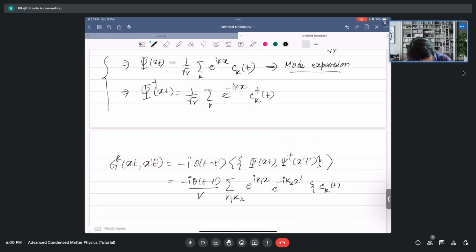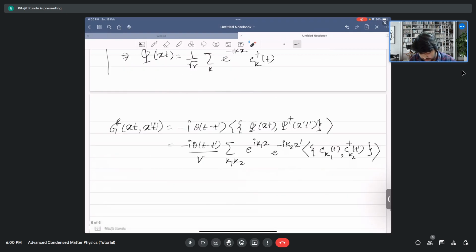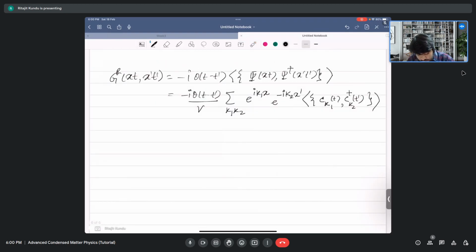c_{k1}(t) and c_{k2}(t') dagger. So I've just taken these two mode expansions and plugged them in here. That's what I've done. Now you can probably simplify this thing a little bit.